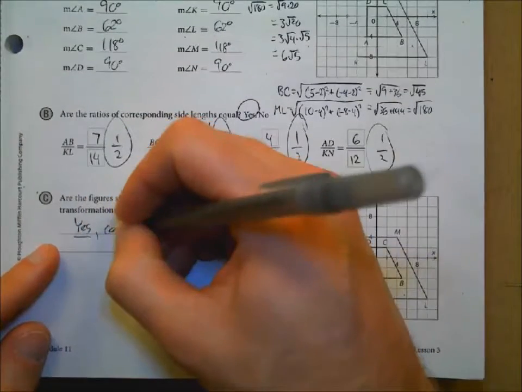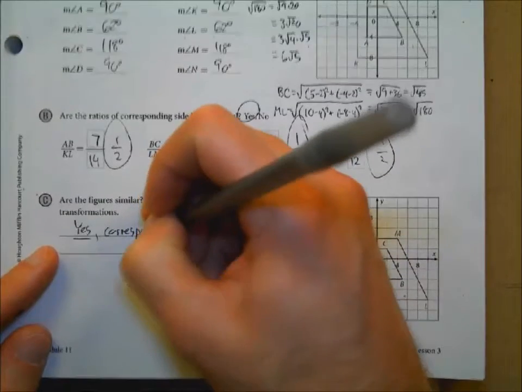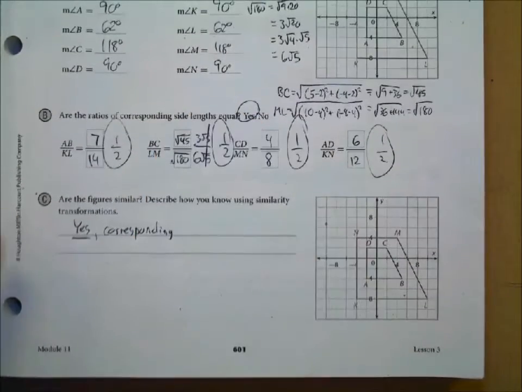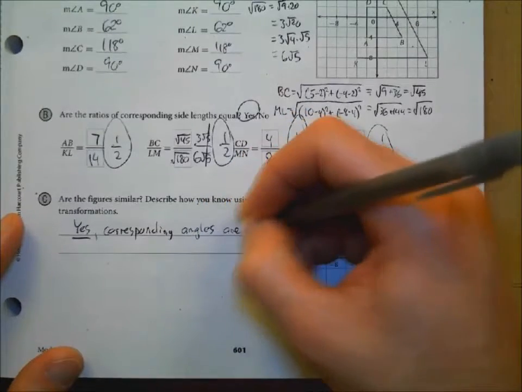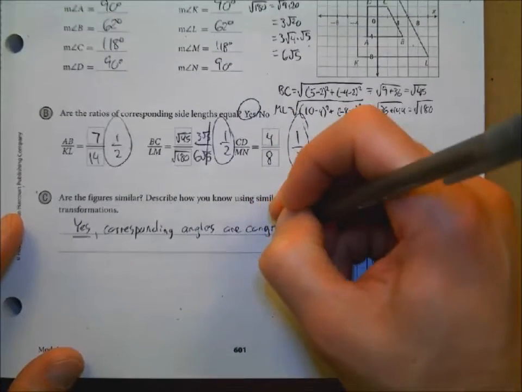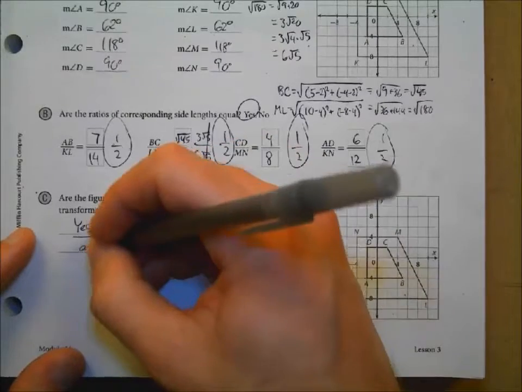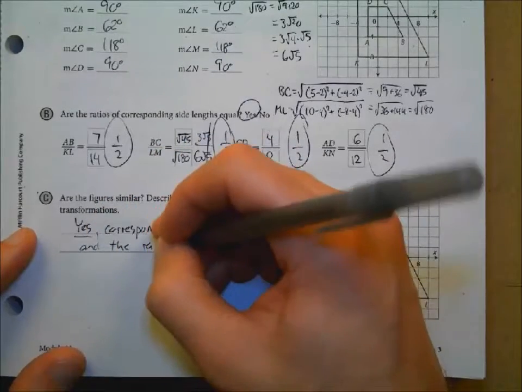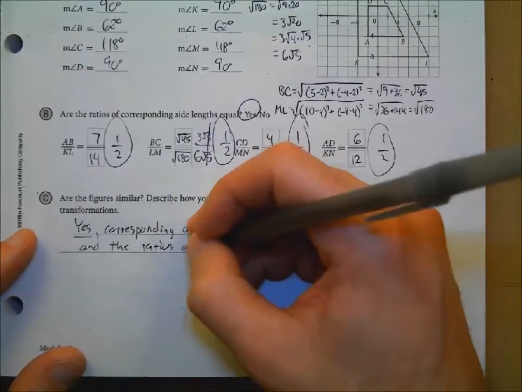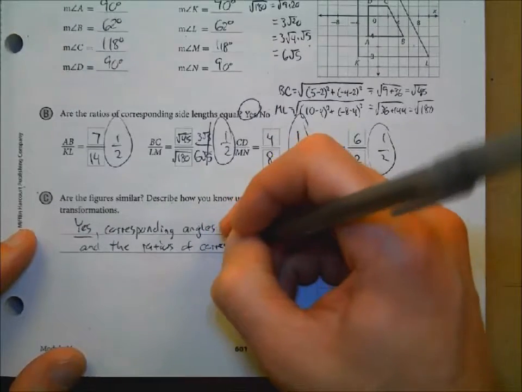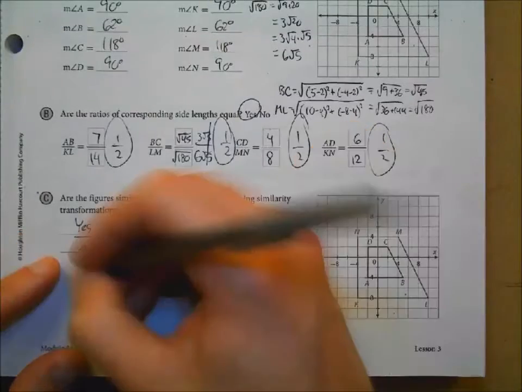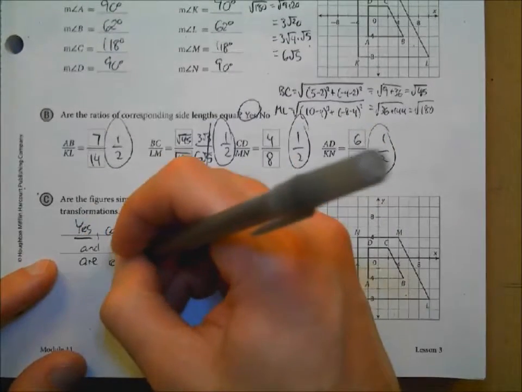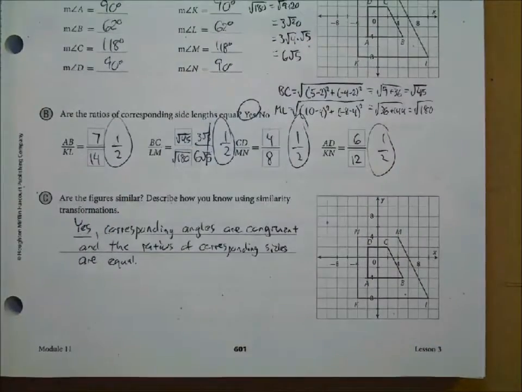Corresponding angles are congruent. And the ratios of corresponding sides are equal. That's how we can say that they are congruent. Or sorry, similar, I'll say.